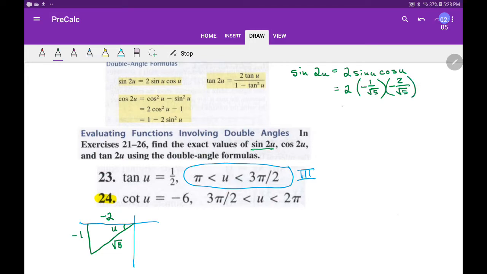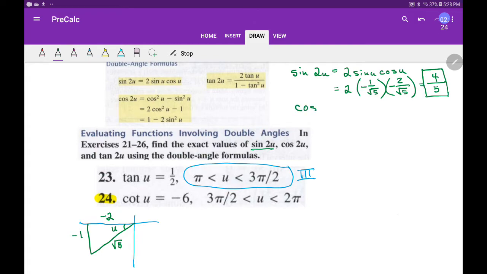And when I multiply that together, I'm going to get 5 on the bottom, right? Because square root of 5 times square root of 5 is 5. On the top, I'm going to get a positive because I had 2 negatives, and it's a 4. So the sine of 2u is 4 over 5.